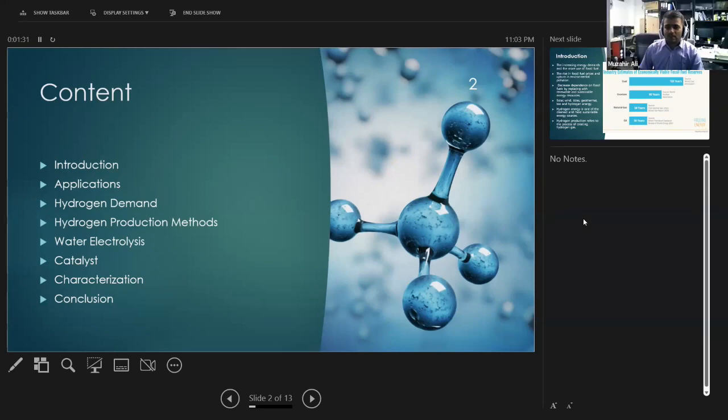All right. And the hydrogen production methods, water electrolysis, and the catalysts used for water electrolysis, and how we can analyze and characterize these catalysts, and conclusion.